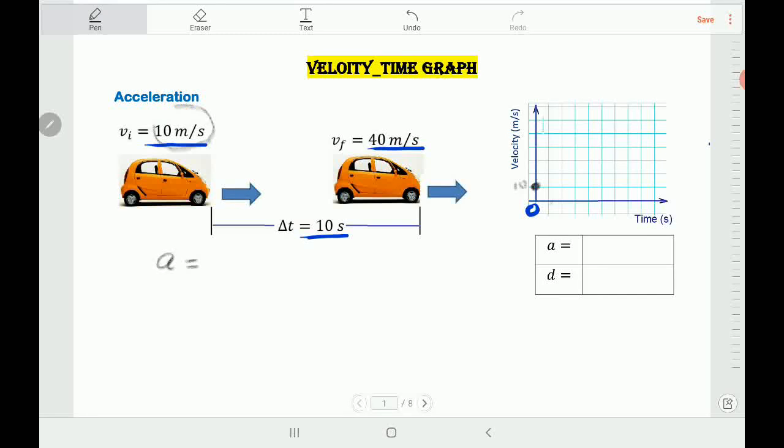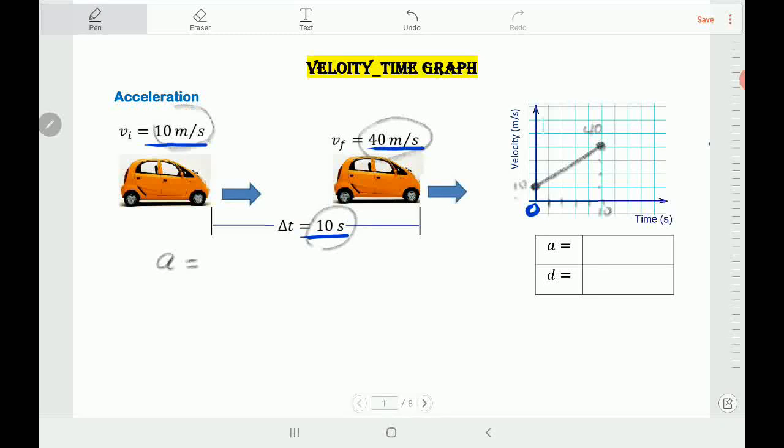And then after 10 seconds, let's calculate this, assume every square is 2 seconds: 2, 4, 6, 8, 10. So after 10 seconds, the speed of the car is 40 meters per second. So that's 10, 20, 30, 40. We put the point here. That's the final point. So if this is the initial, this is the final when the velocity is equal to 40. And then we connect the 2 points. So this straight line represents the relation between the velocity of the car with respect to time.